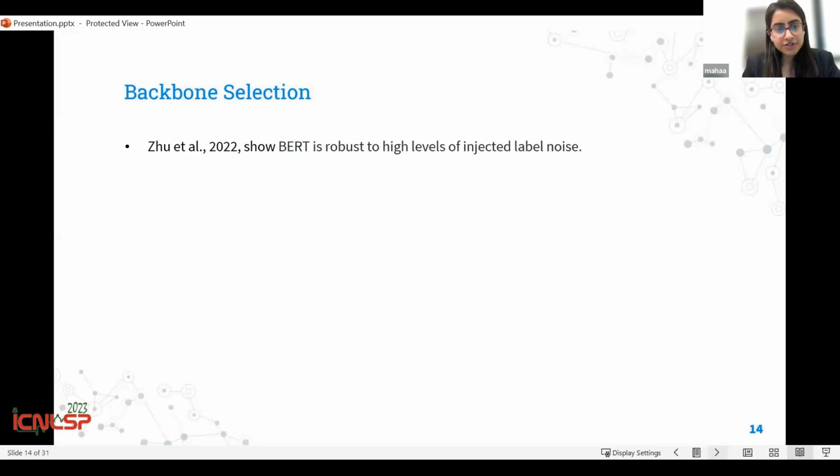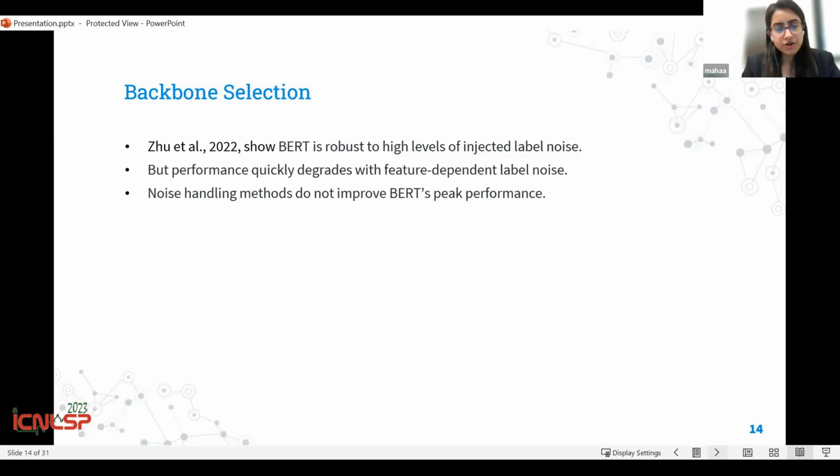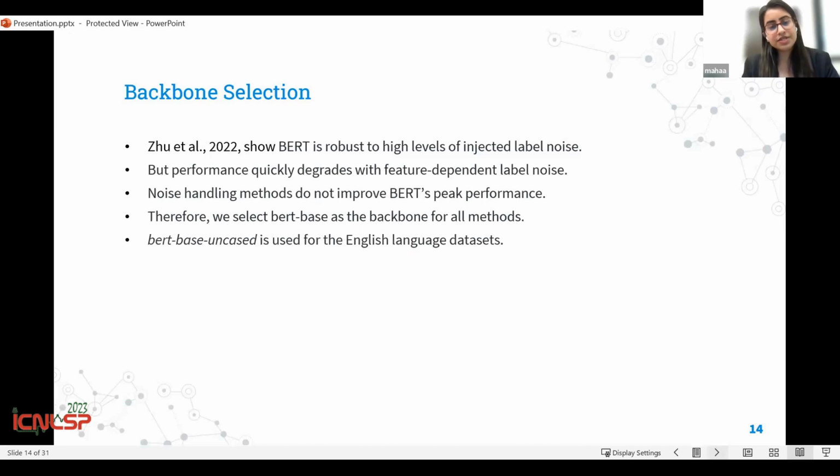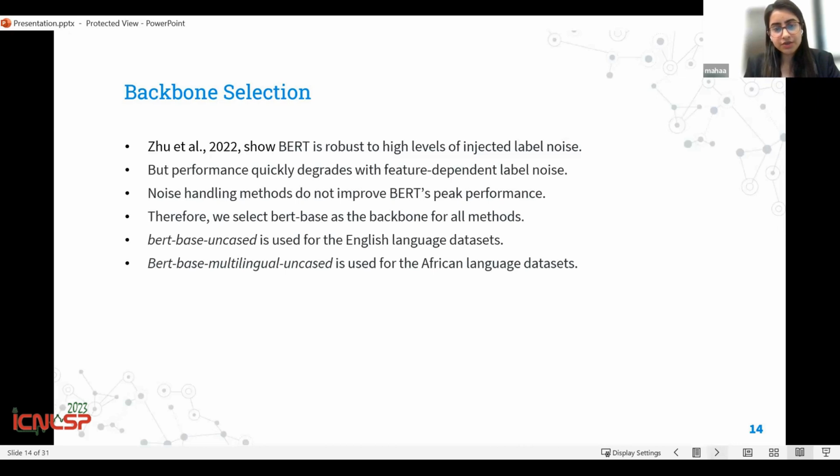As I previously mentioned, prior work already conducted this sort of study for BERT with injected label noise, but they also showed that performance quickly degraded with feature-dependent label noise. And they also showed that noise handling methods do not improve BERT performance. Therefore, we selected BERT base as the backbone for evaluating all of our methods. We used BERT-base-uncased for the English language datasets, and BERT-base-multilingual-uncased for the African language datasets.